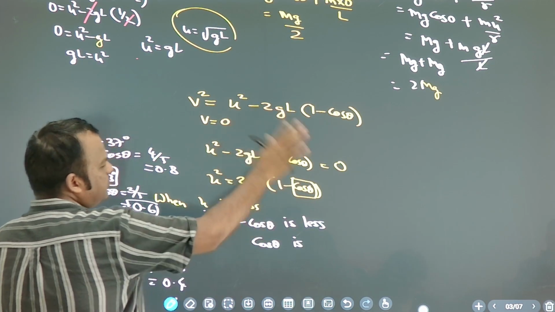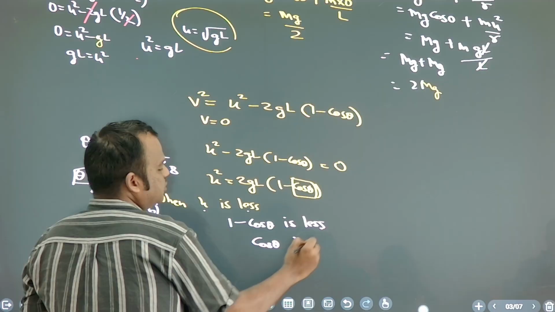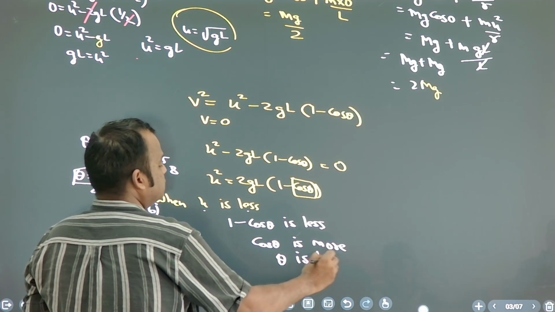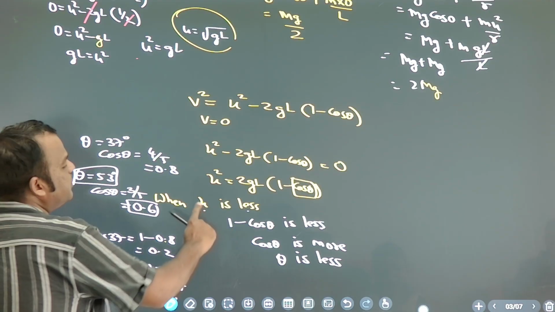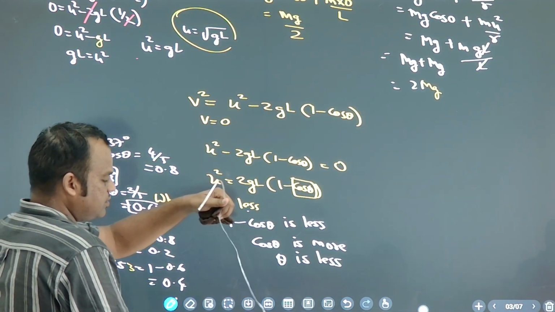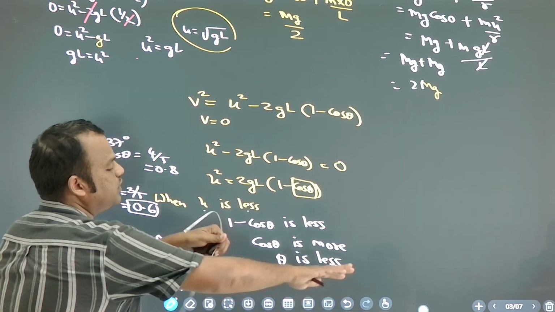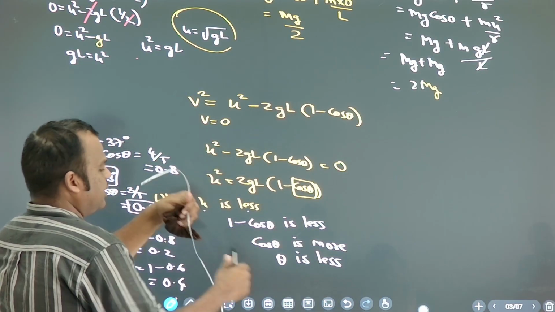No problem. Don't worry about maths. Okay, I will explain another way. So 1 minus cos theta is less, cos theta is more. Cos theta more means theta less. So when speed is less, theta is less. Speed is less, only less theta. Speed is more, further more theta. Understood?